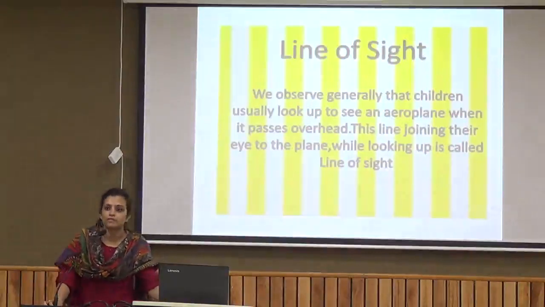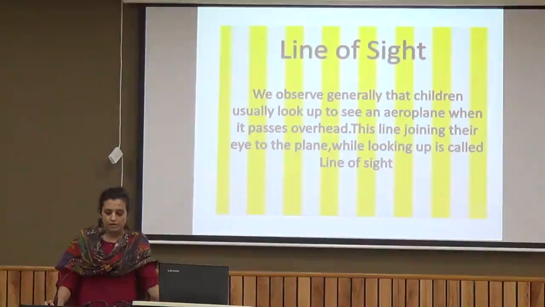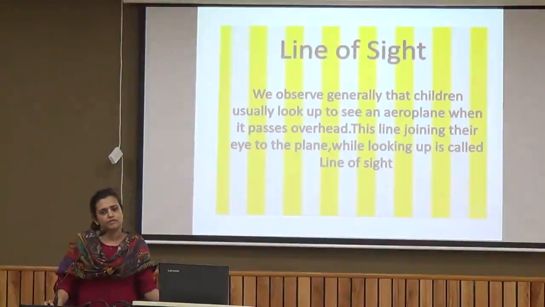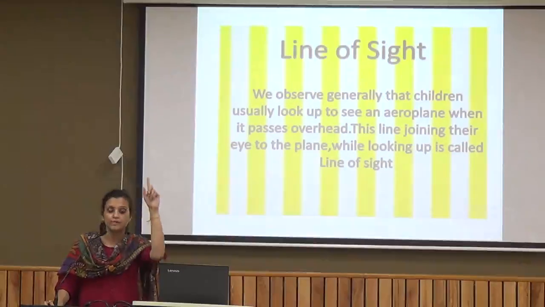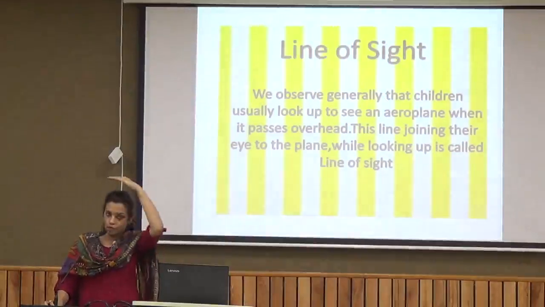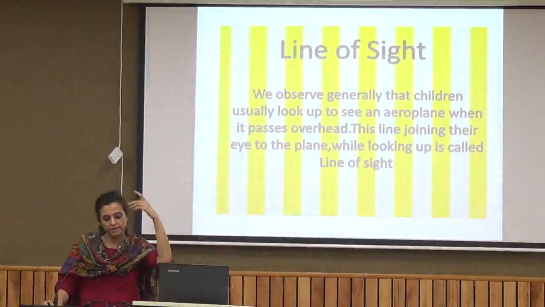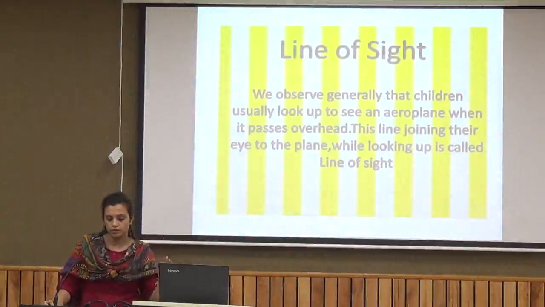Before that, let's look at some of the key terms that we're going to discuss and use generously. Let's formulate the definition ourselves. We observe generally that children usually look up to see an aeroplane high up in the sky when it passes overhead. This line joining their eye to the plane while looking up is called the line of sight.